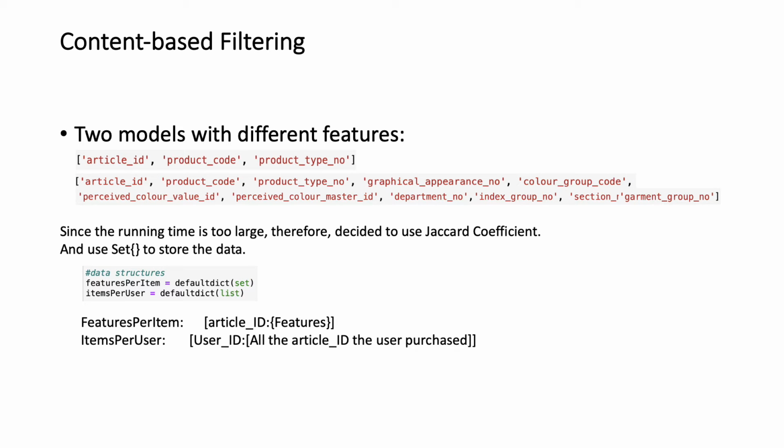With the knowledge we learned from this course, we built a content-based filtering model. There are two models with different article features. The basic logic of content-based filtering is to find the top k most similar items from the article database for the target item, which is the item the user purchased. Since our dataset is huge and running cosine similarity takes a long time, we decided to use Jaccard similarity and use sets to store the data to save time.